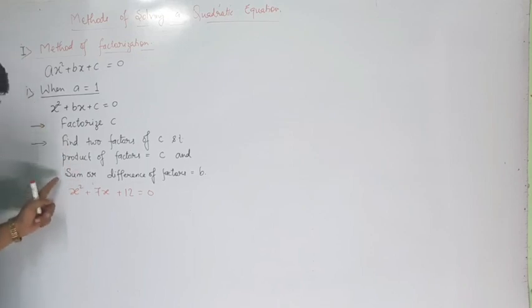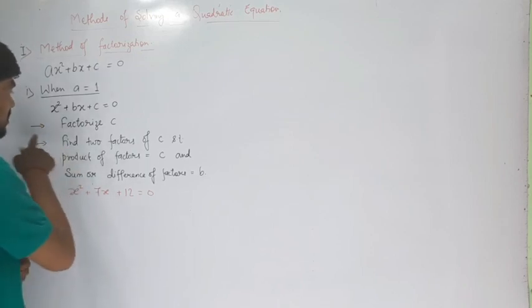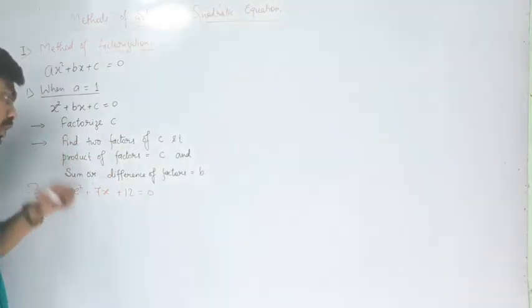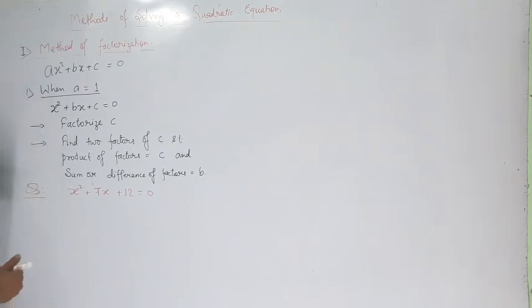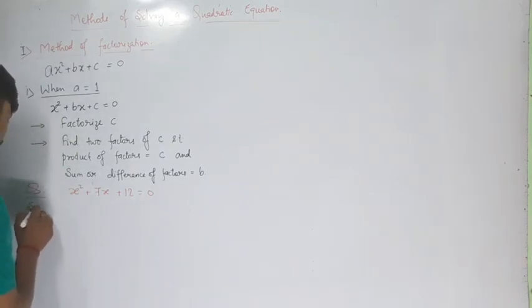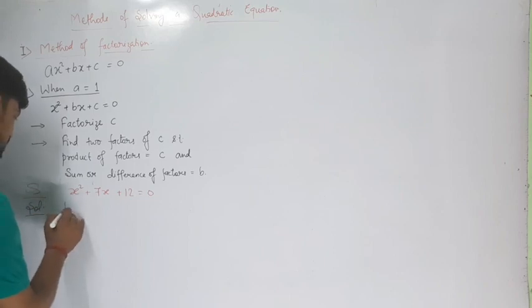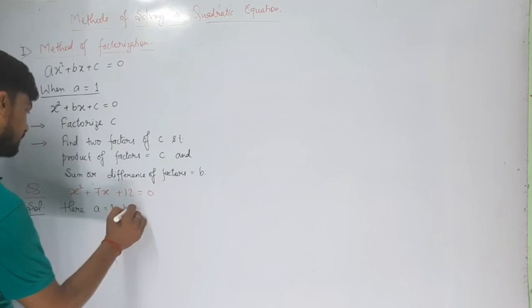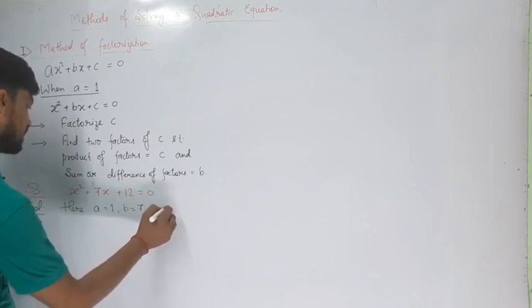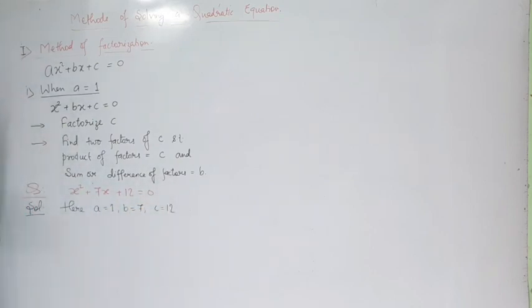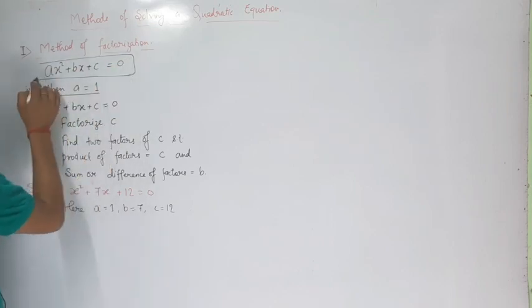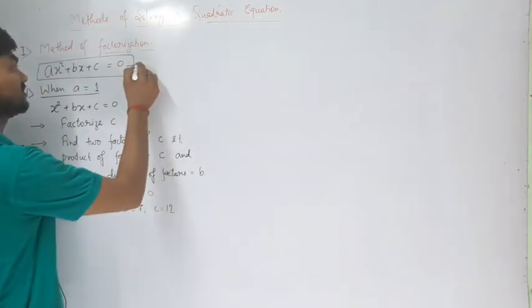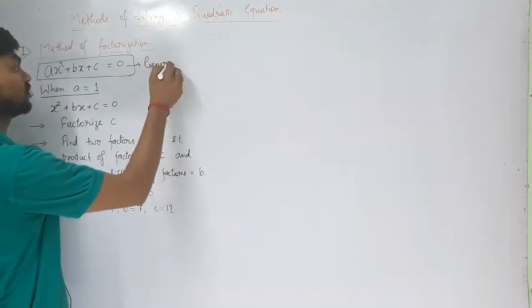So yes, a is equal to 1 here. Now you have to factorize c. What is c here? Here it is 12. So write all the factors of 12. So let us see how to solve. See, here a is equal to 1, b is equal to 7 and c is equal to 12. Why? Because we always compare the given equation with this general form. This is the general form of equation I already wrote.